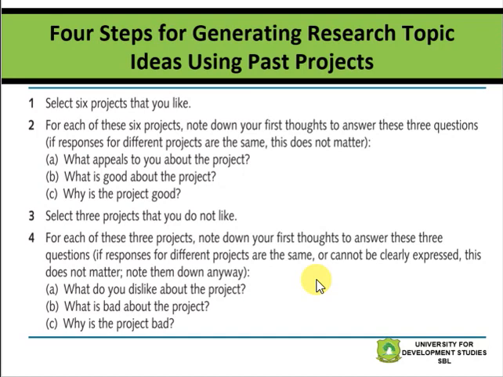So assuming you want to do your term paper, you may go to the library and look at the different topics or areas that students have researched in the past, and then you can select a number of them, say 6. 6 is chosen randomly, so you can decide to do 3, 4, or 5.